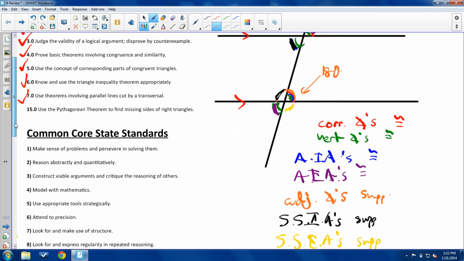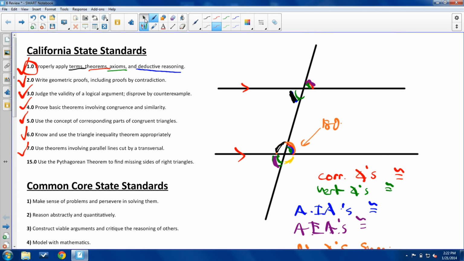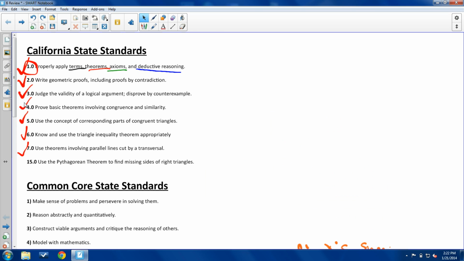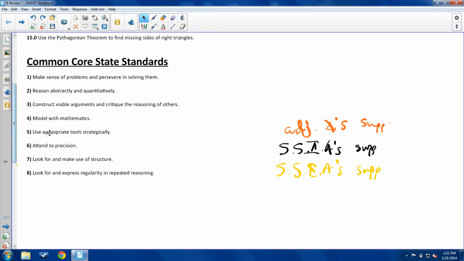Okay, finally, use the Pythagorean theorem to find missing sides of right triangles. Now that's pretty straightforward. I don't think I need to dive into that too much. There are some things I can throw out at you as a bone.